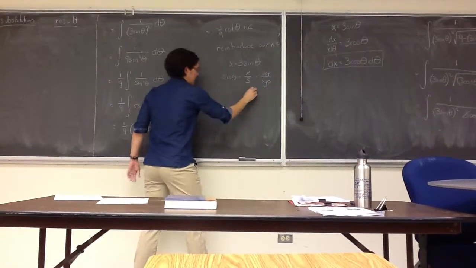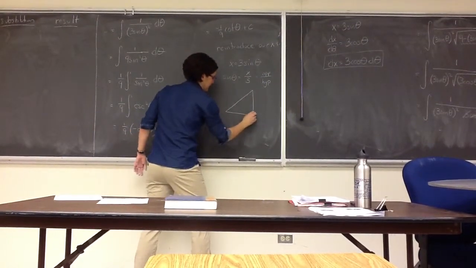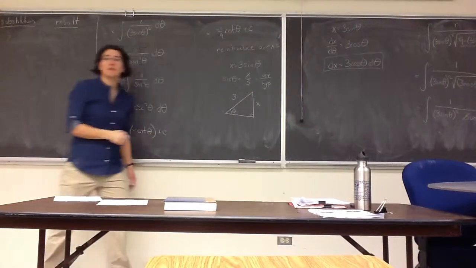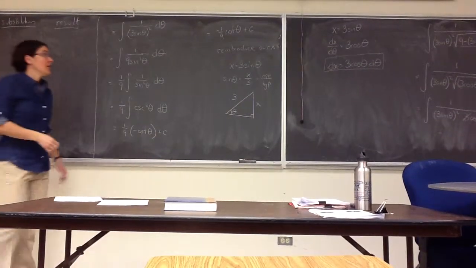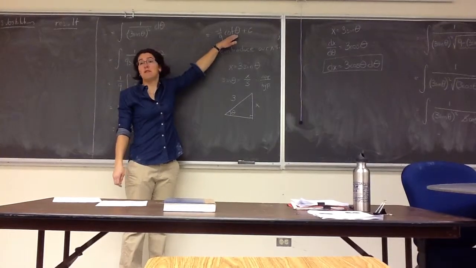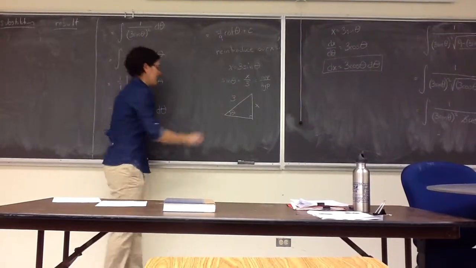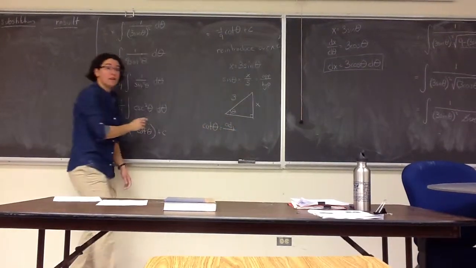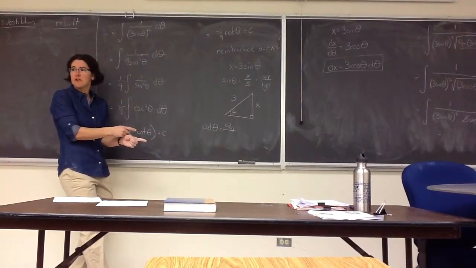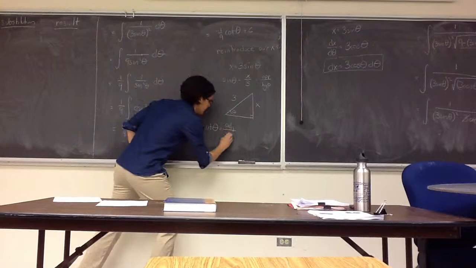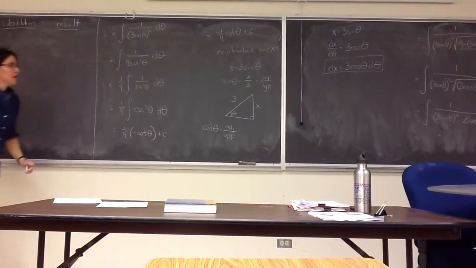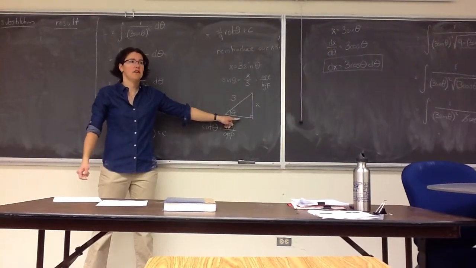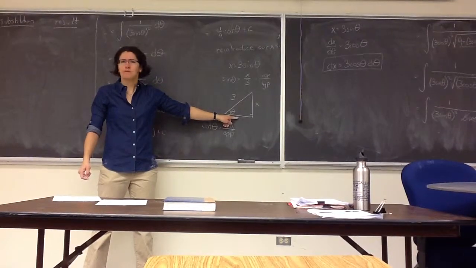So if I draw a right triangle here with an angle of theta, my opposite side is x, my hypotenuse is 3. Now what we'd like is to figure out what cotangent of theta is equal to. Cotangent is the reciprocal of tangent. Tangent is opposite over adjacent, so cotangent is adjacent over opposite. We know the hypotenuse, but we need the adjacent side. We need to figure out that third side here. Pythagorean theorem.